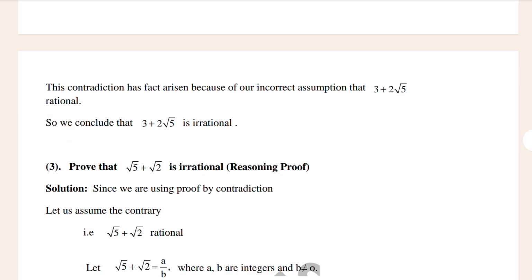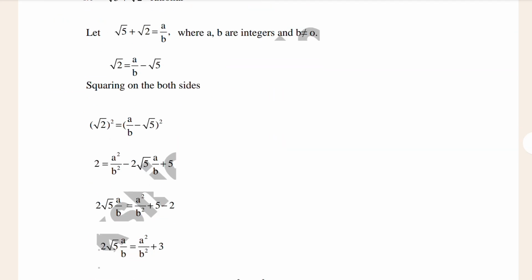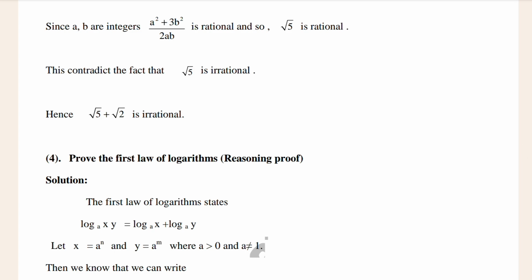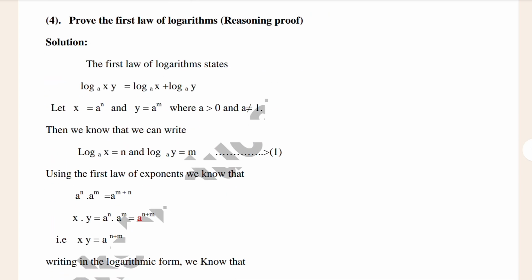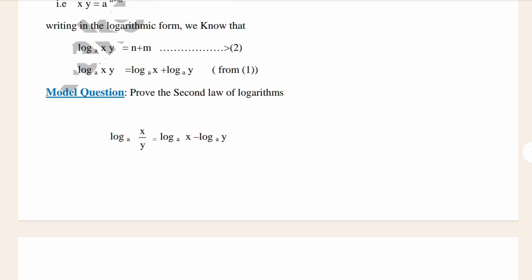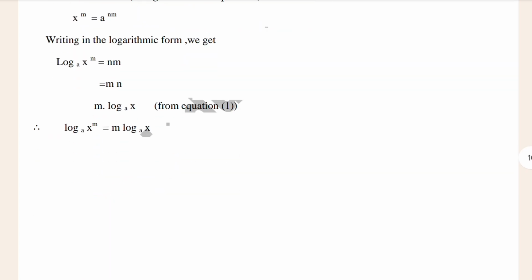Okay, then we can see that one also. Prove that root 5 plus root 2 is irrational. That's also an important question. Okay? Is it clear? Prove the first law of logarithm. That's one. Then you can come to the model question. That's also important. Prove the third law of logarithm. Okay, then you can see that one also.